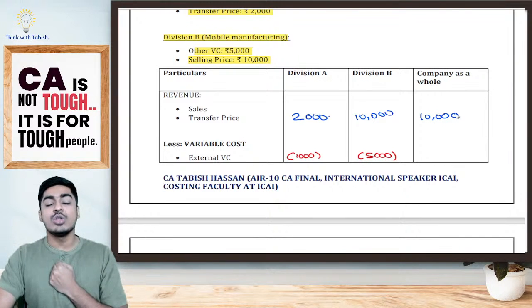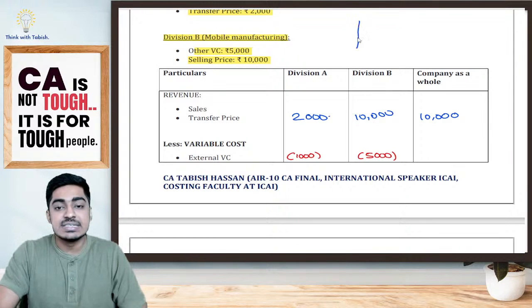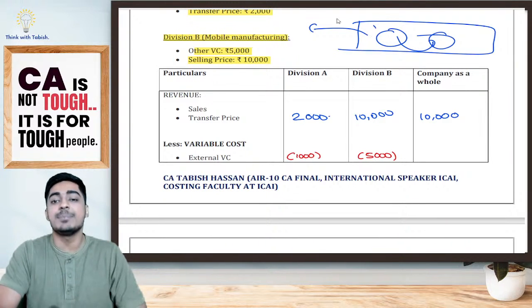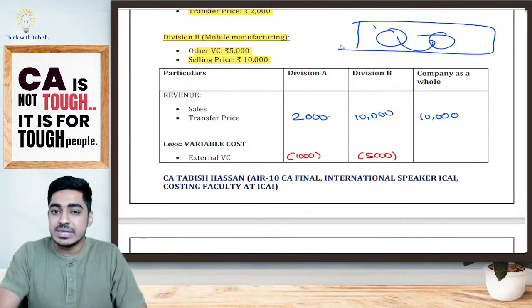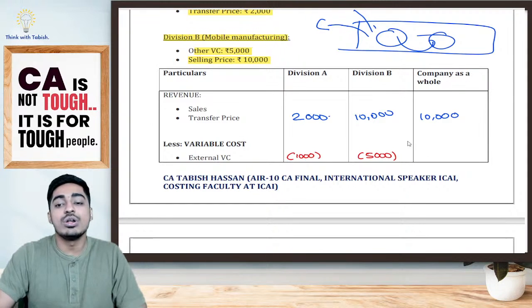For that, what all variable cost does the company have to incur? From the company it should go. Yes, this is the company, this is division A, this is division B. From division A to division B, whatever is the transfer, do not consider. We are telling from the company: division A is incurring 1,000 rupees, division B is incurring 5,000 rupees. So altogether, the company is incurring 6,000 rupees.